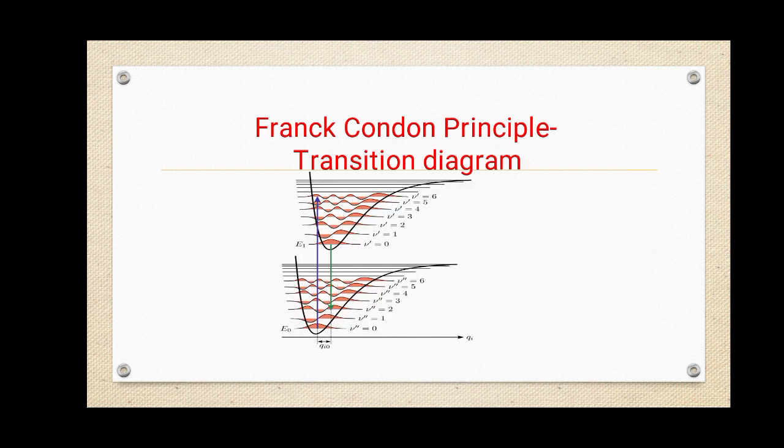So this is the vertical transition, what we are explaining. During electronic transition, the position of the nuclei remains unaffected. The transitions are called vertical transition. In such electronic transition, the geometry of the molecule remains unaffected. Clear? So these are some of the important points of Franck-Condon principle.